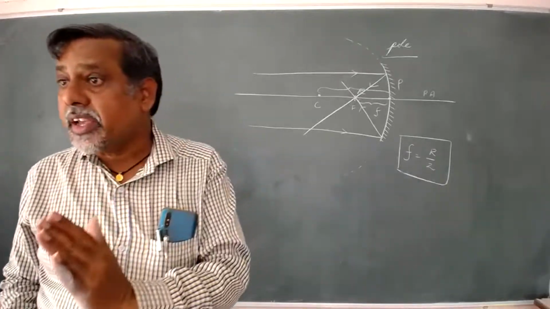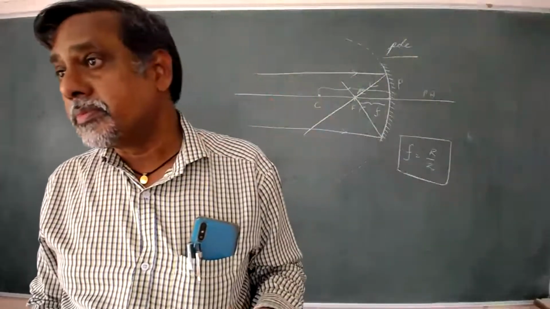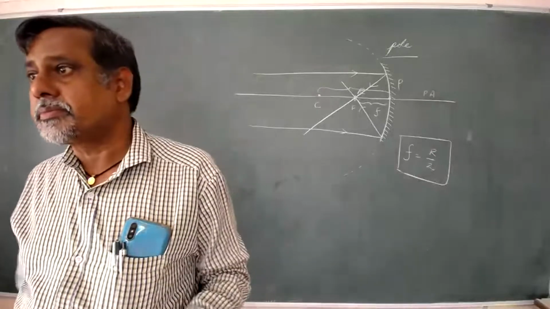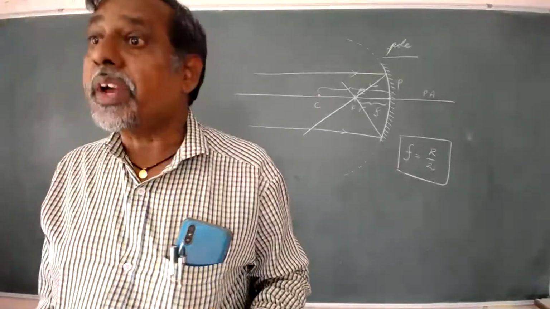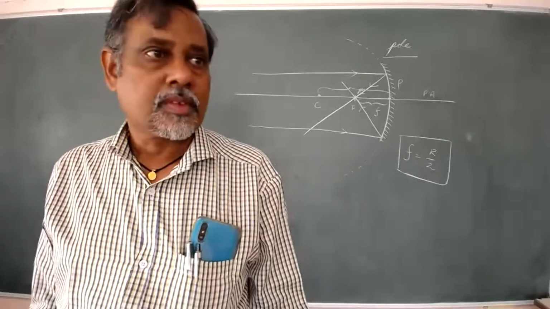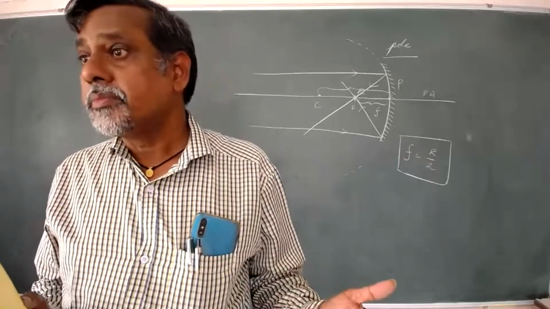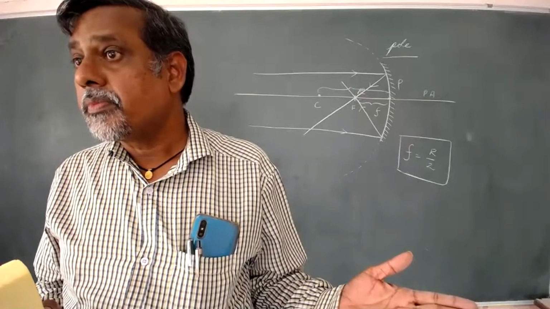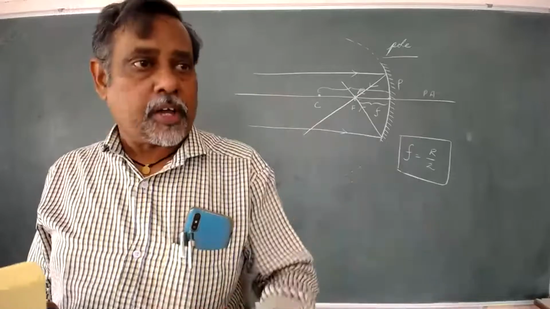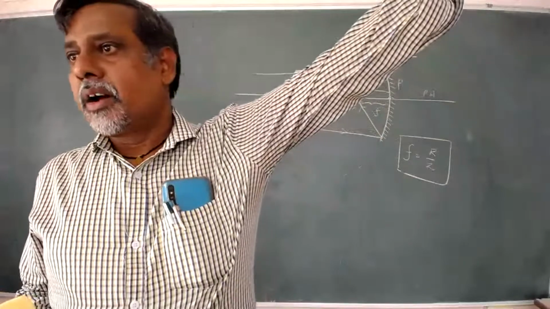If the object is moved away from the mirror, how will the image move? Towards the focus or towards the pole? Towards the focus. Convex. Convex, dear. Concave, I said. So in the case of concave, what happens? Towards the pole. Even in the case of a concave mirror, you take, if the object is moved away from the mirror, how will the image move?